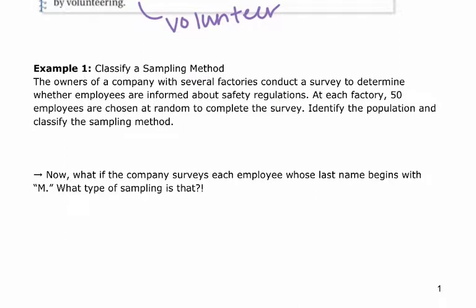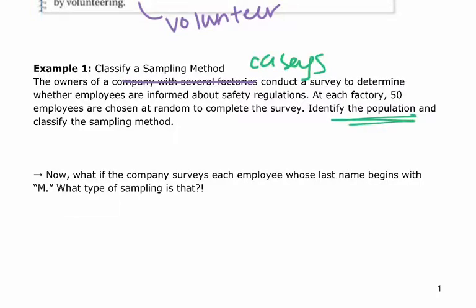All right, let's take a look at this first example. The owners of a company with several factories conduct a survey to determine whether employees are informed about safety regulations. This is what I usually change in class. I say the owners of Casey's conduct a survey to determine whether they're informed about safety regulations. At each factory, 50 employees are chosen at random to complete the survey. What type of sampling method is this? And also, what is the population?